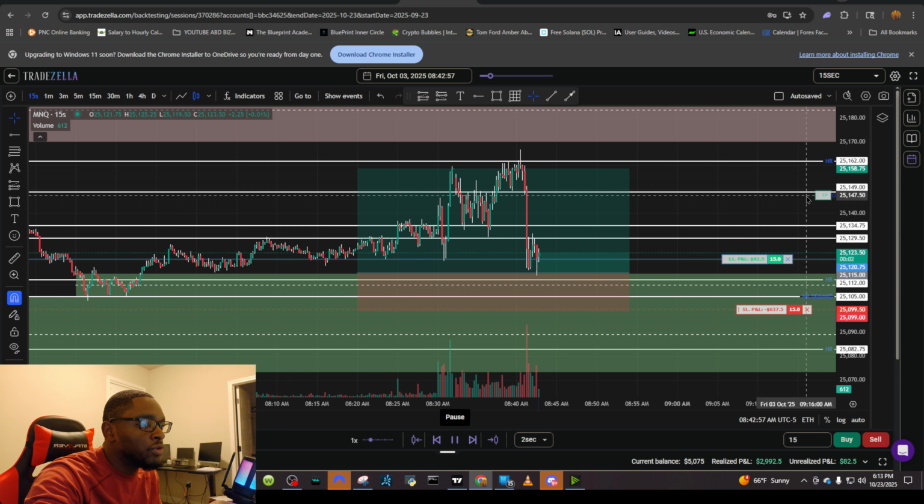So let's just see. Like right now, it tapped that demand zone right here on the 15-minute. That right there would have been a quick scalp. That would have been nice. That would have been that on 10 on a contract. 1 mini equals 10 micros. That would have been a quick 250.